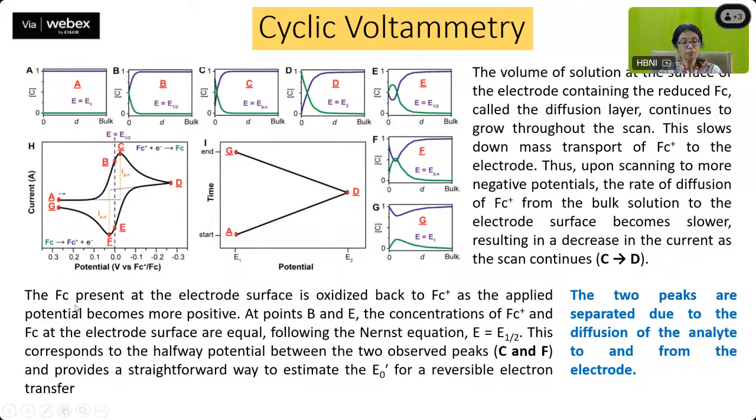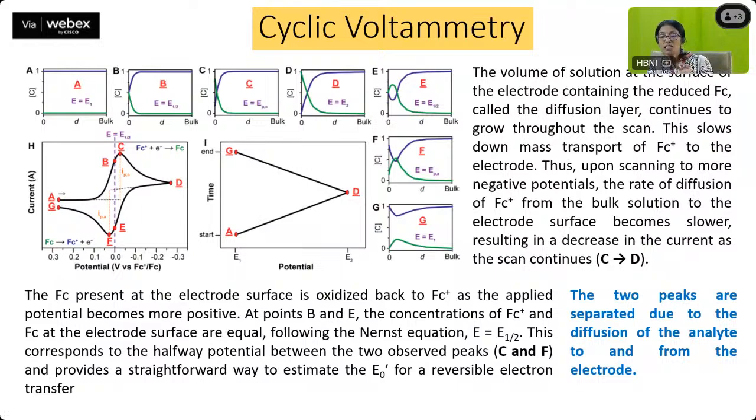as the applied potential becomes more positive. At points B and E, the concentration of ferrocenium and ferrocene at the electrode surface are equal, following the Nernst equation, and this corresponds to the halfway potential between the two observed peaks C and F, and provides a straightforward way to estimate the E0' for a reversible electron transfer.